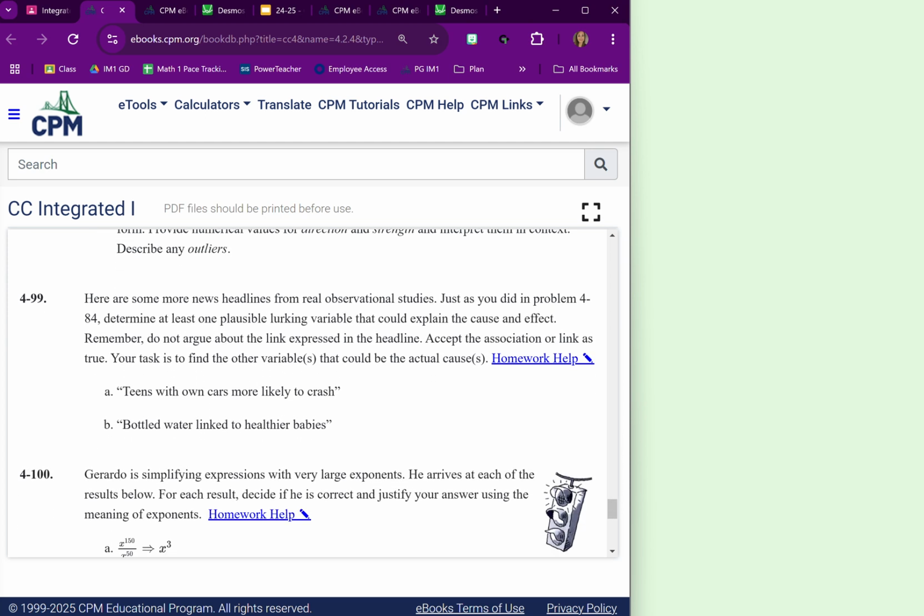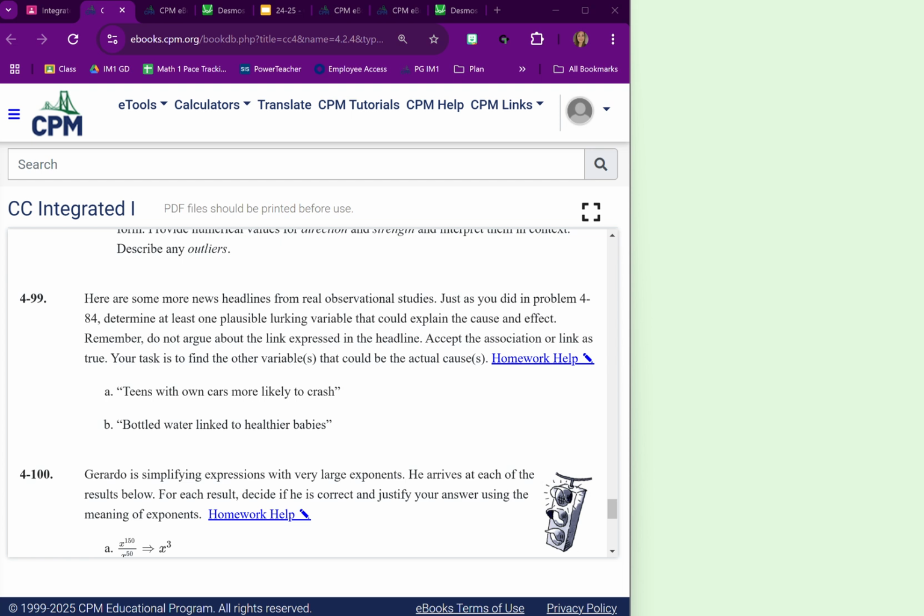For 499, you have to find other variables that could be actual causes of the issue. Like, for instance, in class when we talked about this, we said ice cream sales increase at the same time drownings increase. But then we talked about how in both cases it's hot outside. So it's not really that the ice cream is causing people to drown. It's just that both increase in the summer. That's called a lurking variable.